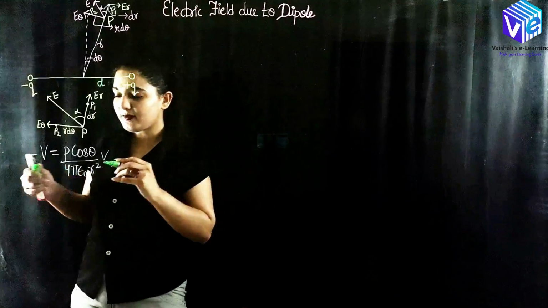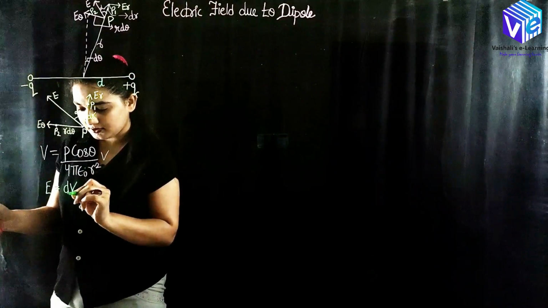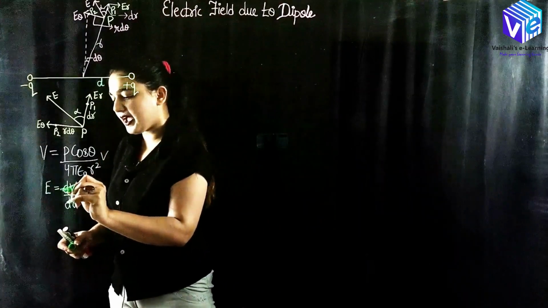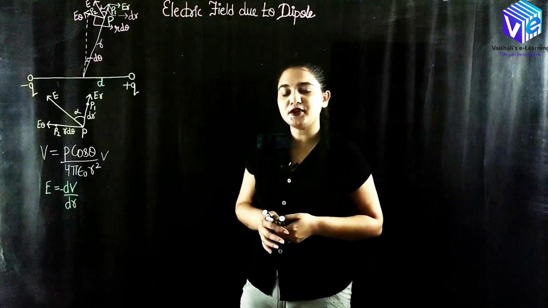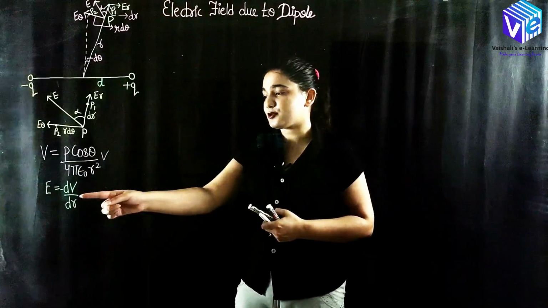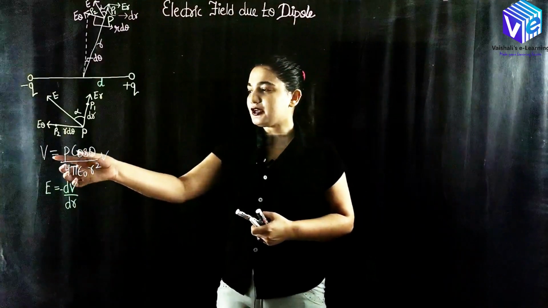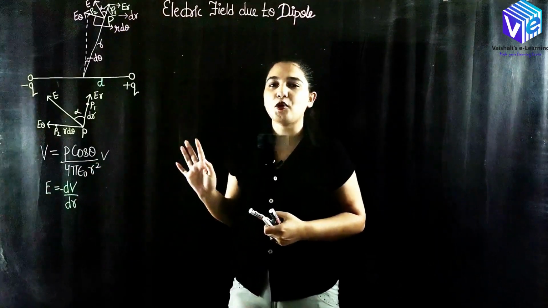How? I hope you remember the formula. The electric field is given by negative of dV by dr. I hope you remember this formula. We have seen its derivation as well. So the electric field is minus dV by dr, and we know what V is, and we will be finding the electric field at point P.